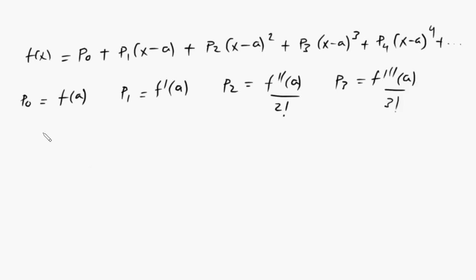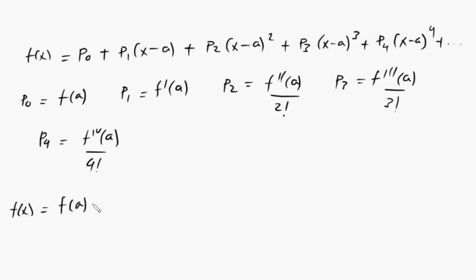Nimetaka kuipata muda si mrefu. And P4 is just what? Fourth derivative of fa over 4 factorial. Ningetafuta P5 ningekuta ni fifth derivative of fa over 5 factorial. Ningetafuta P6, you can do it yourself, you see it. Okay, so I mean fx kumbe sasa is what?